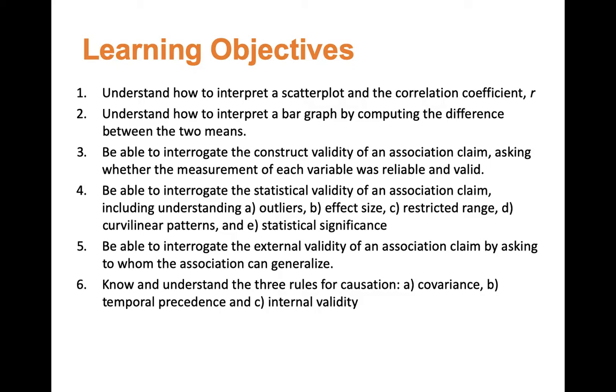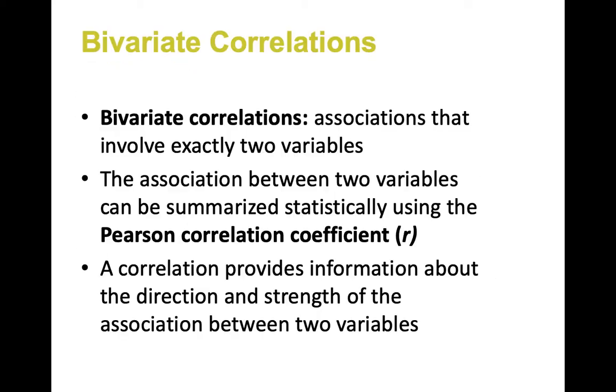be able to interrogate the construct validity of an association claim, asking whether the measurement of each variable was reliable and valid, be able to interrogate the statistical validity of an association claim, including understanding outliers, effect size, restricted range, curvilinear patterns, and statistical significance. Be able to interrogate the external validity of an association claim by asking to whom the association can generalize, and know and understand three rules for causation, which are covariance, temporal precedence, and internal validity.